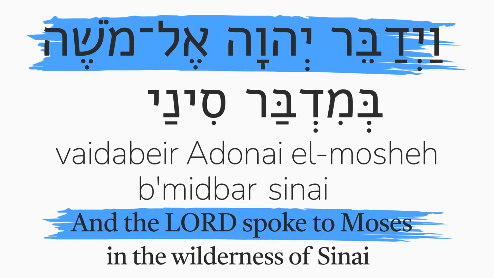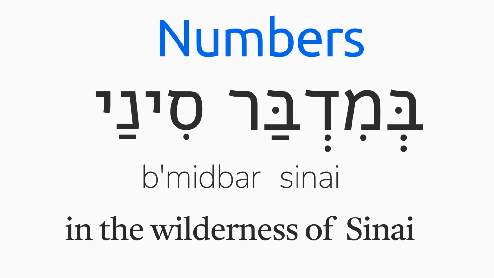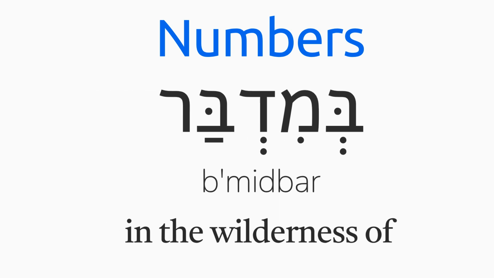None of the first 4 words were chosen for the name of the book because the phrase, and the Lord spoke to Moses, is a very, very common phrase in the Torah, and so these words are not distinct enough to be the name of the book, and so the name Bamidbar was chosen from the next phrase, Bamidbar Sinai, in the wilderness of Sinai. Bamidbar means in the wilderness of.